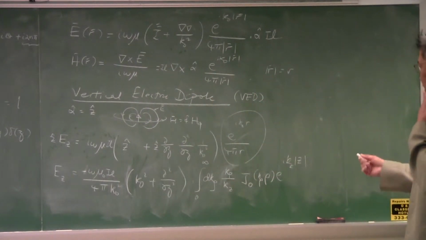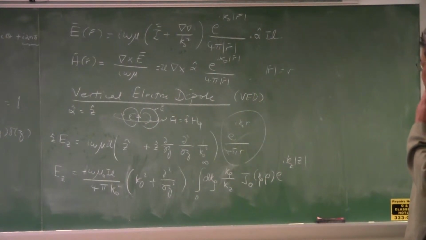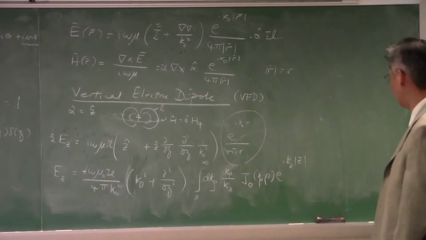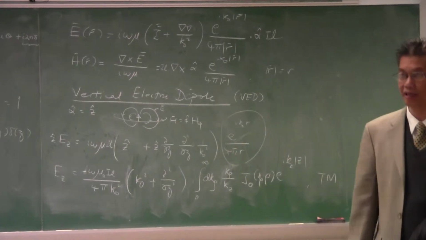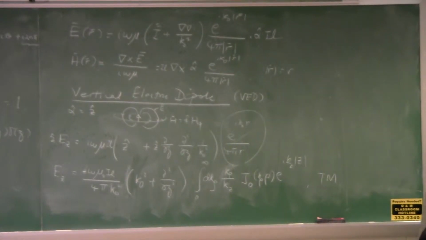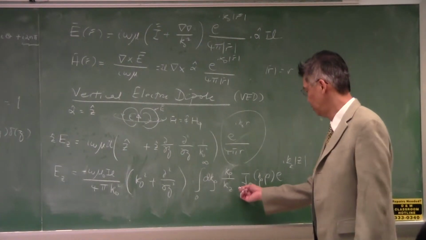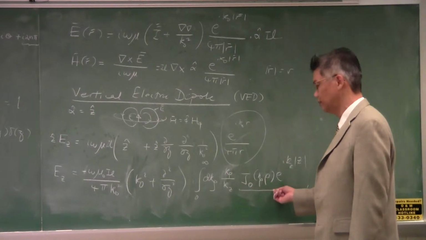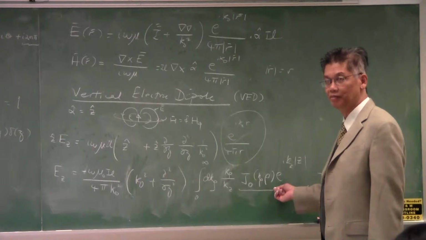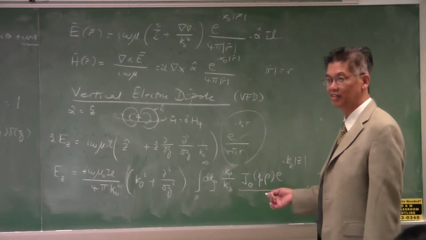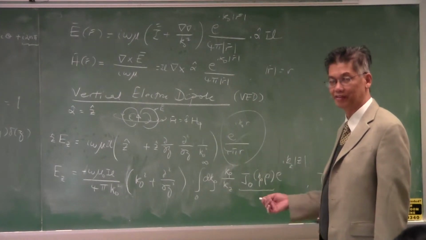Okay? So this is the expansion of this field. This would be a TM field because I'm only looking at an Ez component. And this can be reverted back to plane waves using some Weyl identity. But let's not do that. Let's just write this in a concise form, so there's always a single integral.